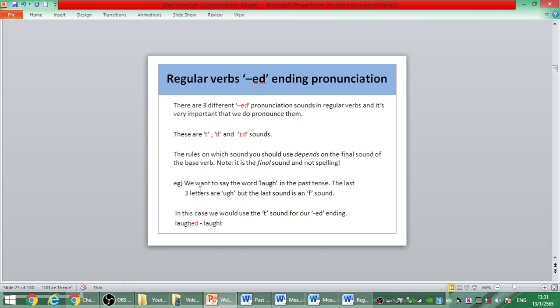So let's look at this for example. When we want to say the word laugh in the past tense, the last three letters are U, G and H, but the last sound is an F sound. Laugh. In this case, we would use the T sound for our ED ending. This one here, the T sound. Laughed. It's like a T. Laughed.